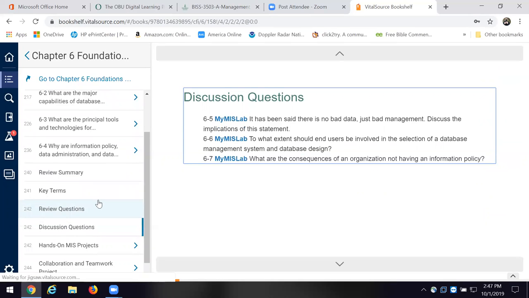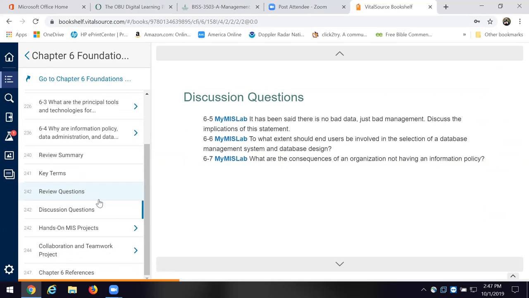Here's some of the discussion questions. Now those stuff from the MIS lab, if I assign you something like this, don't worry about the MIS lab. Go ahead and take the question and run with it. By not using the MIS lab, I saved you probably between $150, maybe $175 or more. So I'm interested in you working through those.